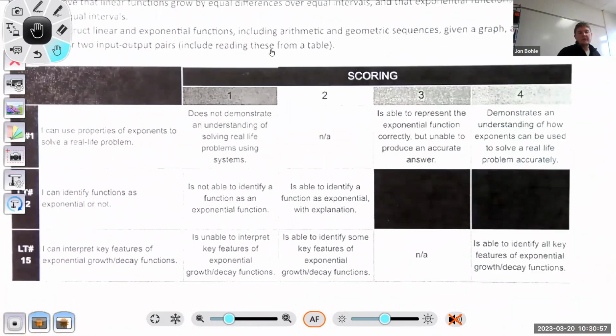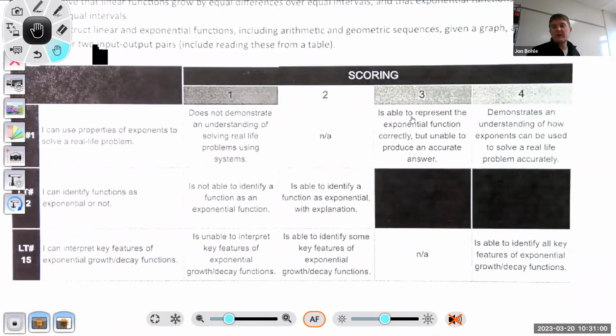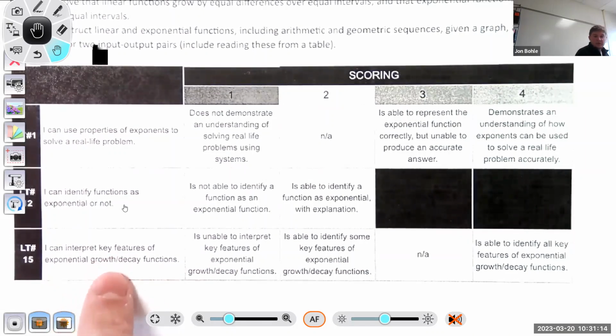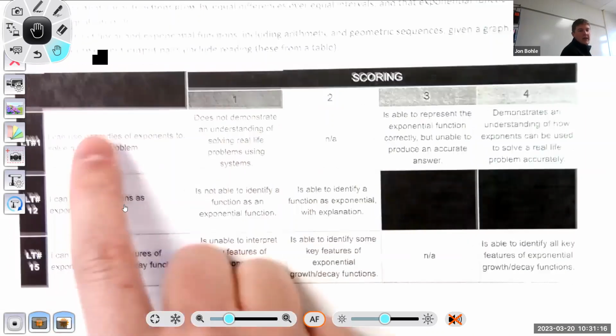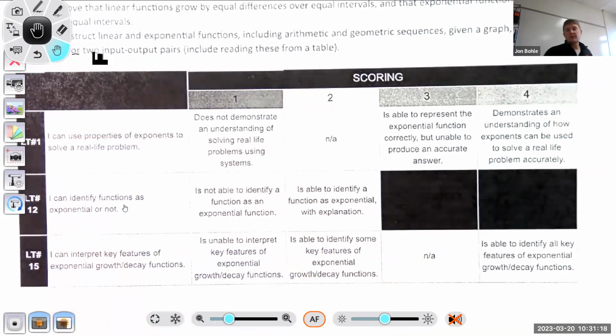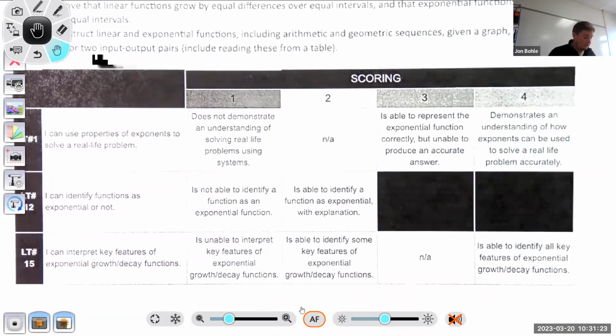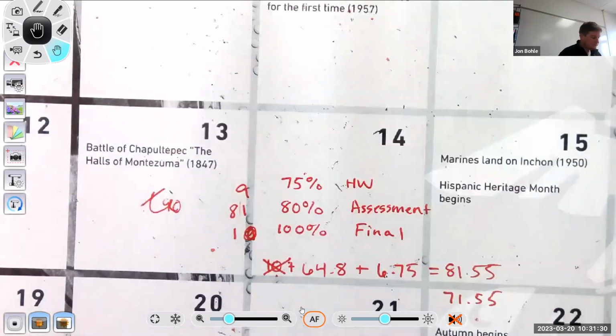Okay, we have three different learning targets. One of them, which we've actually already used, is identifying functions as exponential or not. We'll just recap that because it's a pretty important concept for what we're doing. Then we're going to be able to identify key features, and we'll discuss what those are, and then also use those to solve real life problems. And that's exactly how I'll try to grade these moving forward. Just like before, though, you will need a calculator. Like we talked about, you'll just need one every day.